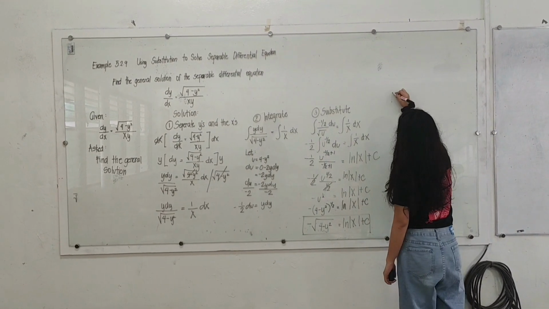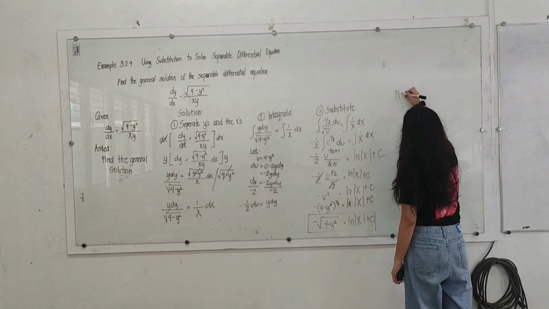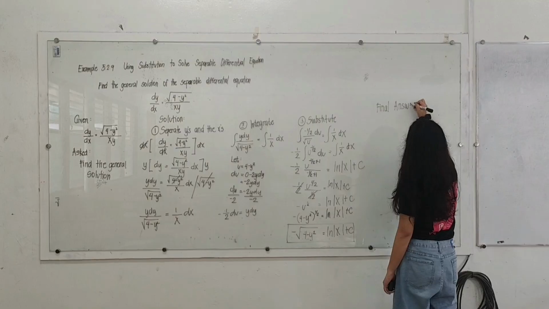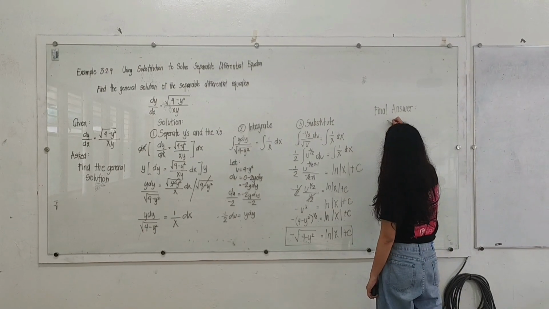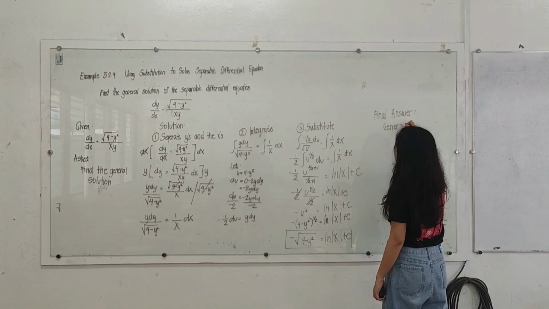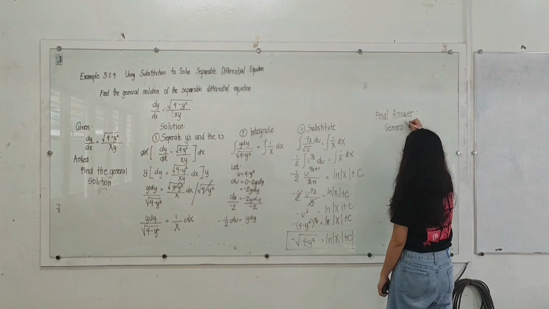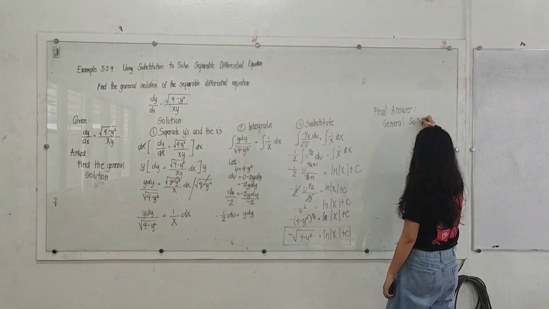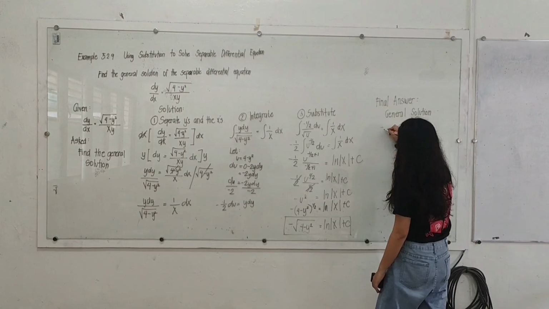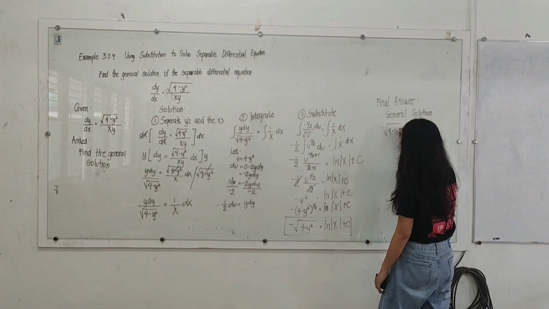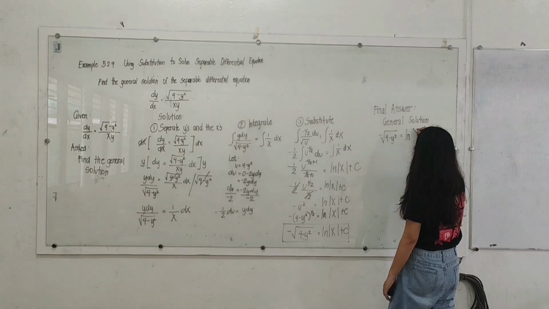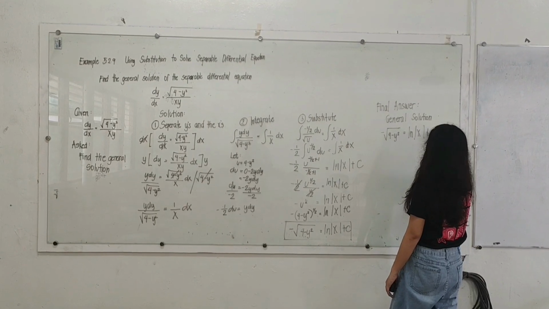So, let me write it. Our final answer would be the general solution: negative square root of 4 minus y squared is equal to ln absolute value of x plus c.